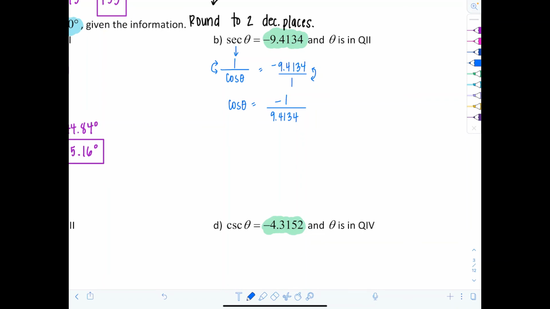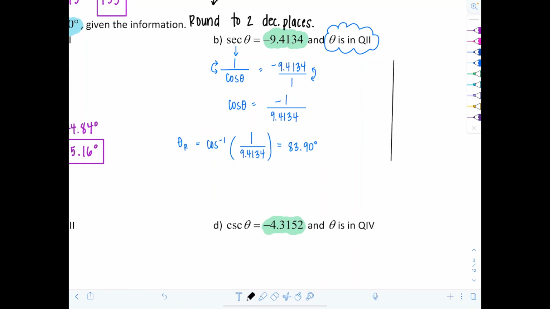Okay, so now we can use the cosine inverse key on our calculator to figure out the reference angle. And remember, when you're finding a reference angle, don't include any negative signs. You're just interested in what positive acute angle yields a cosine for that magnitude. So ignore that negative. You're just going to punch in cosine inverse of 1 over 9.4134, okay? So let's do that together. So cosine inverse 1 divided by 9.4134, and I have 83.90 degrees. Okay, now they told me theta is in quadrant 2.